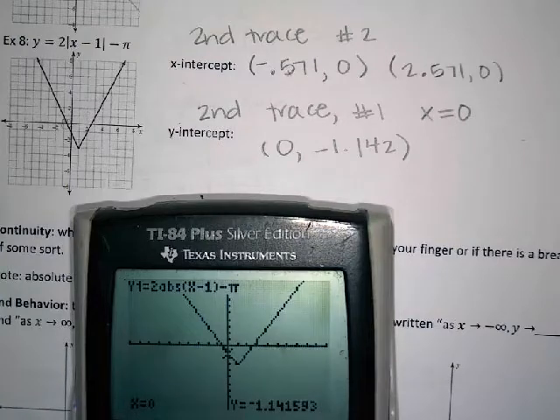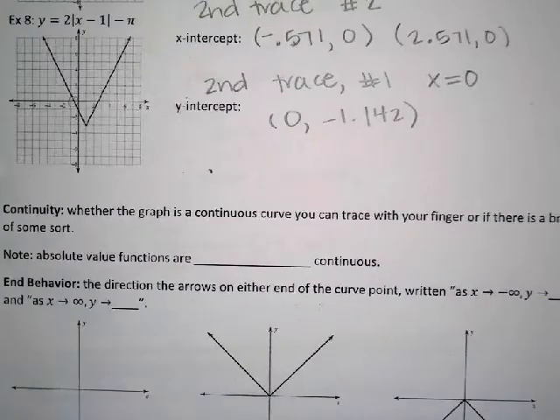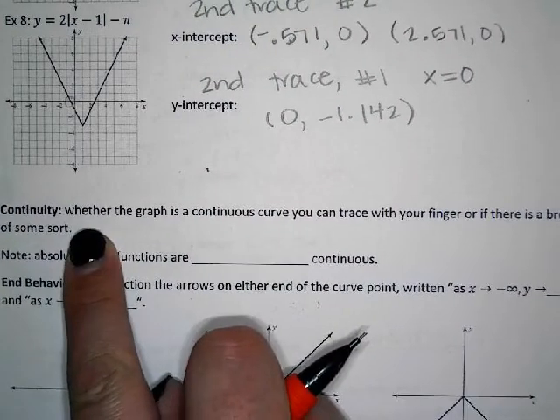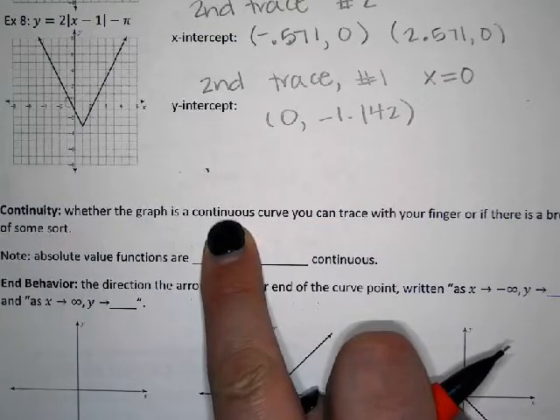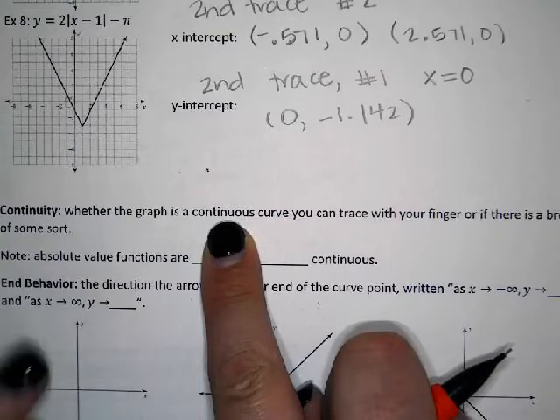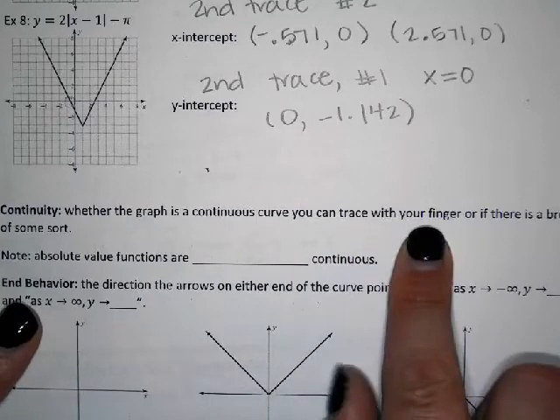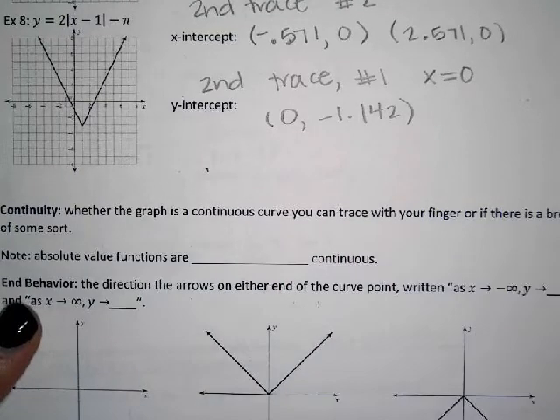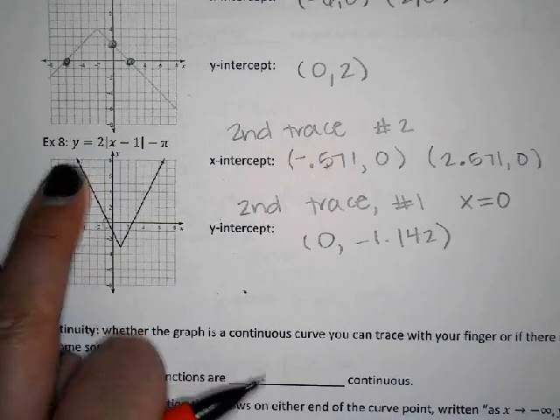It says we want to be able to describe whether or not a graph is continuous. And in later levels of math, it gets more complicated. But in Math 3, it's very easy to describe. You say whether a graph is continuous if you can trace it with your finger without picking up your finger. So for these graphs, it's a V-shaped graph. We start on one end. We trace the V, we don't pick up our finger to do it, and so absolute value functions are always continuous.